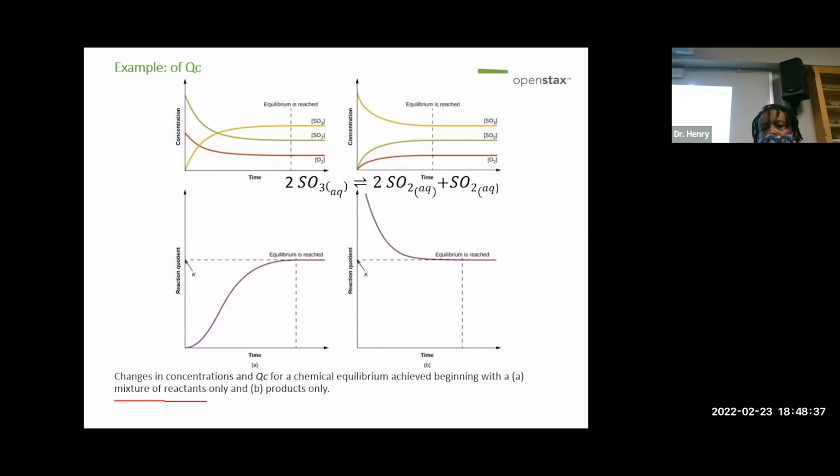So then in the case where we have only our products, our Q is going to be greater than the equilibrium constant until we reach equilibrium.